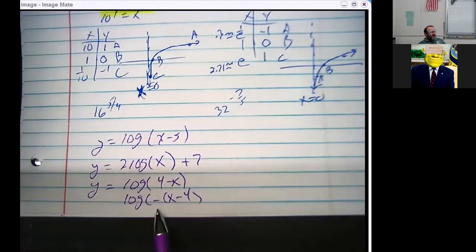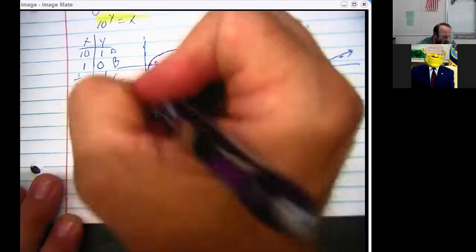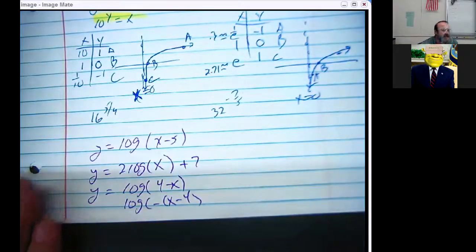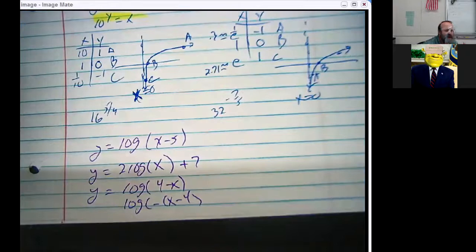It's going to flip it across the x or y axis? Going to flip it across the y-axis. So instead of going this way, it's going to go the wrong way. So now my domain is actually now negative numbers. And then what's that going to do? Move it to the right 4. So that means my vertical asymptote is going to be at 4.